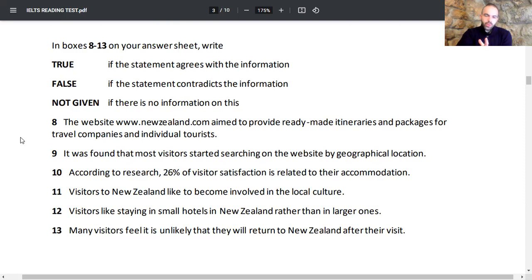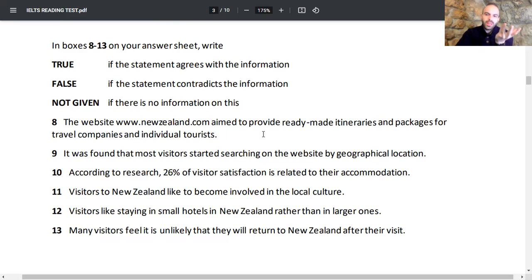So let's read the sentences together. So the first sentence A said, the website www.newzealand.com aimed to provide ready-made itineraries and packages for the travel companies and individual tourists. So let us first explain. So that website, newzealand.com, aimed to provide what? Ready-made itineraries. So I have to actually underline this, ready-made itineraries and packages for travel companies and individual tourists. So we have a lot of keywords to focus on in this sentence.